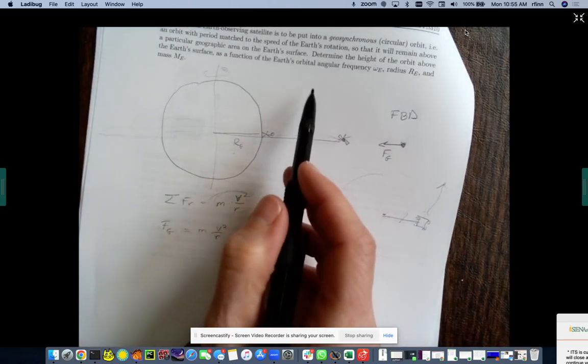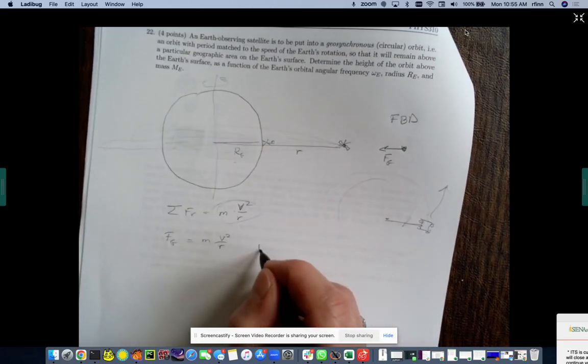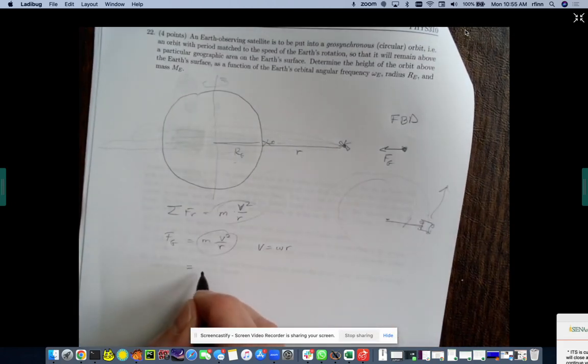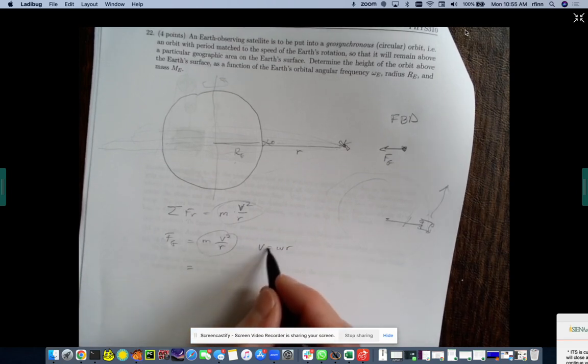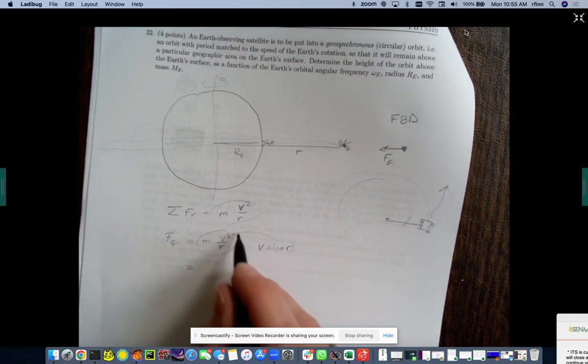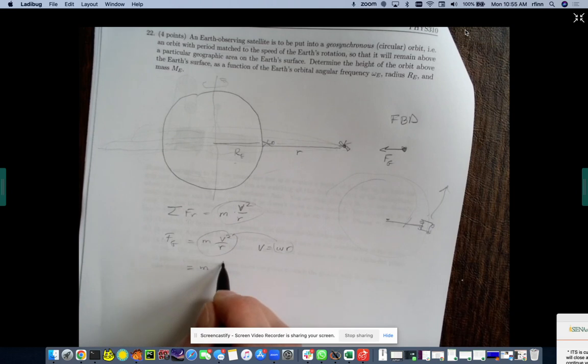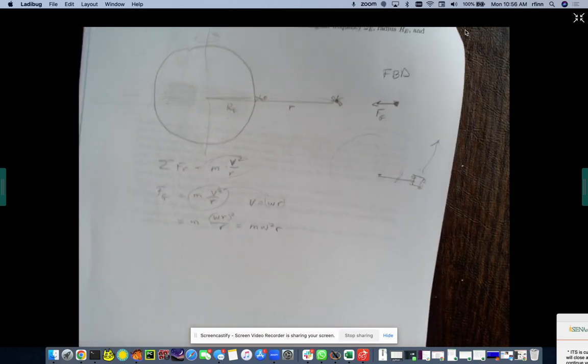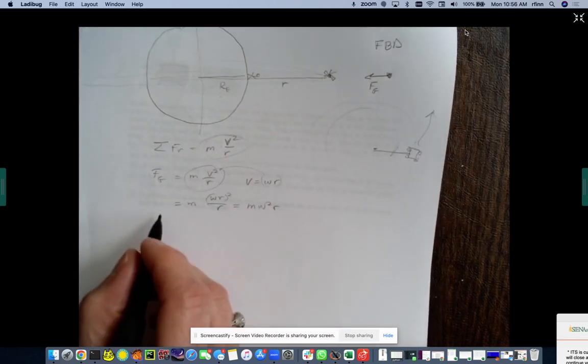Now the problem also is framing it in terms of omega. So remember that v is omega r. So another way to write this, which actually we talked about as a centripetal force, if we plug in omega r for v, we get m omega squared r squared over r. So m omega squared r is another way to write the centripetal force. Okay, so we're almost there then.